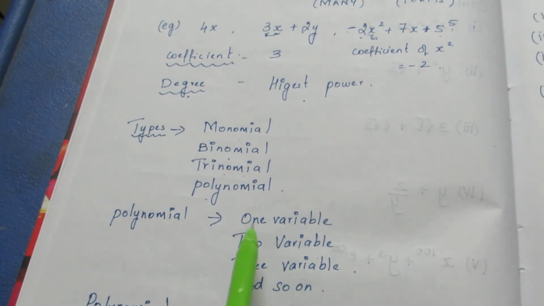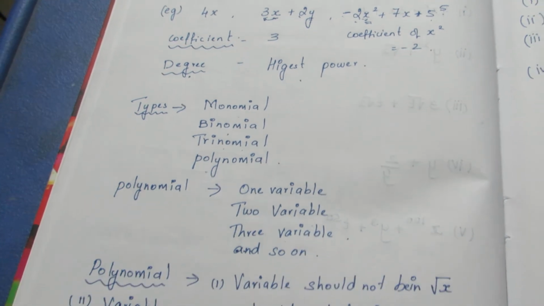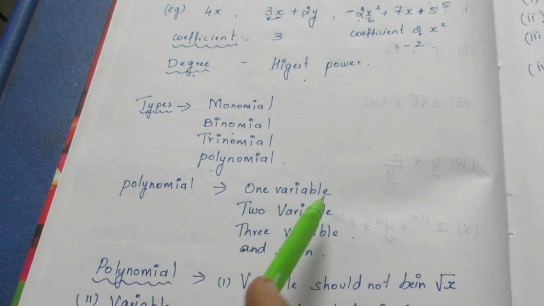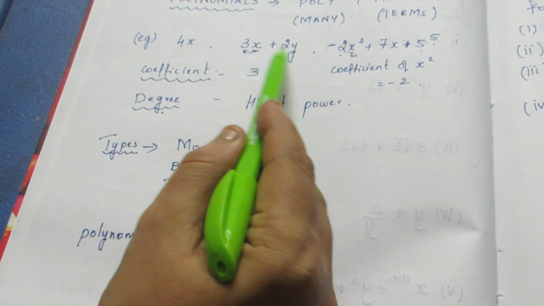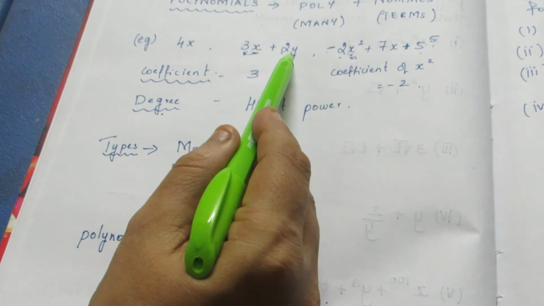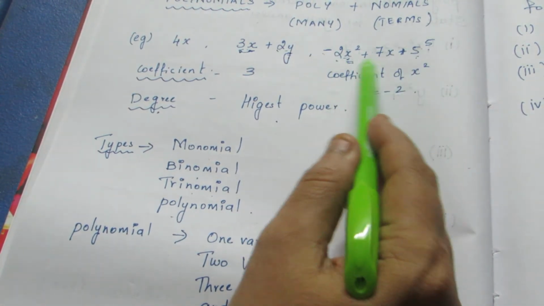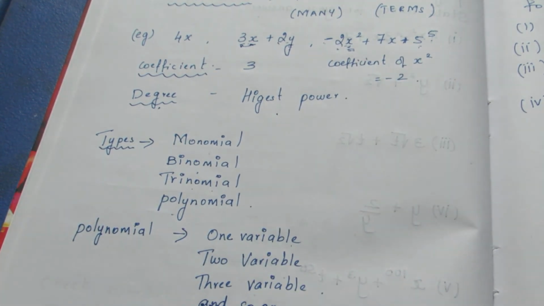Polynomials can be divided by number of variables: 1 variable, 2 variable, 3 variable and so on. It goes on, 4 variable, 5 variable. It can be of many variables. What is a variable? Variable is nothing but the alphabets. See here it is of 2 variables, variables x and y are used. In this case, it is a monomial with 1 variable. See, only x is used. So variables are nothing but the alphabets used in an equation.